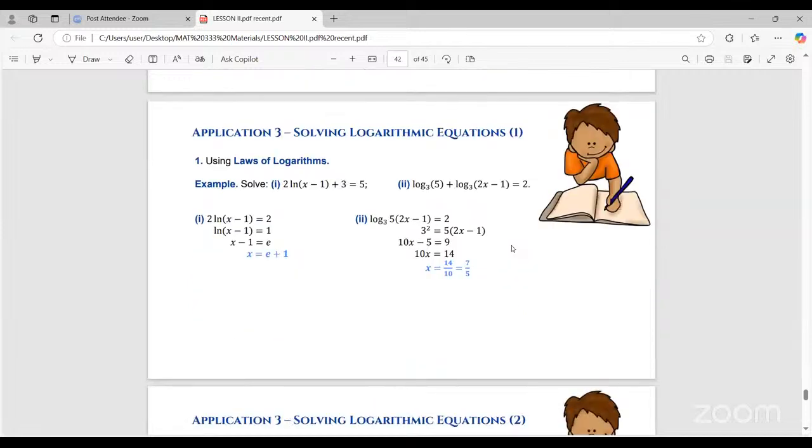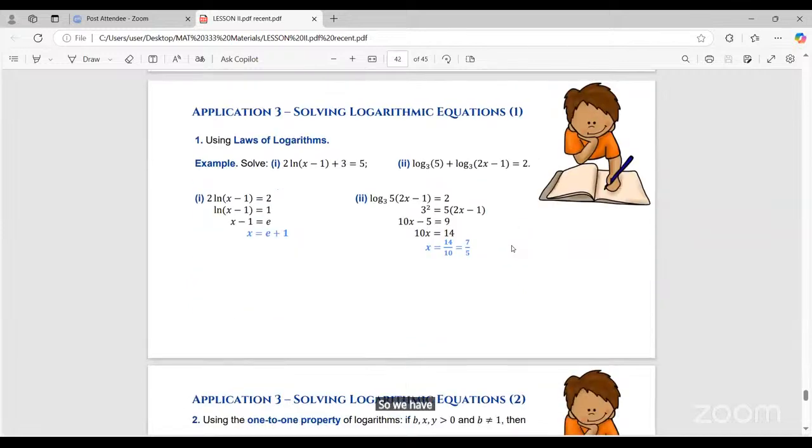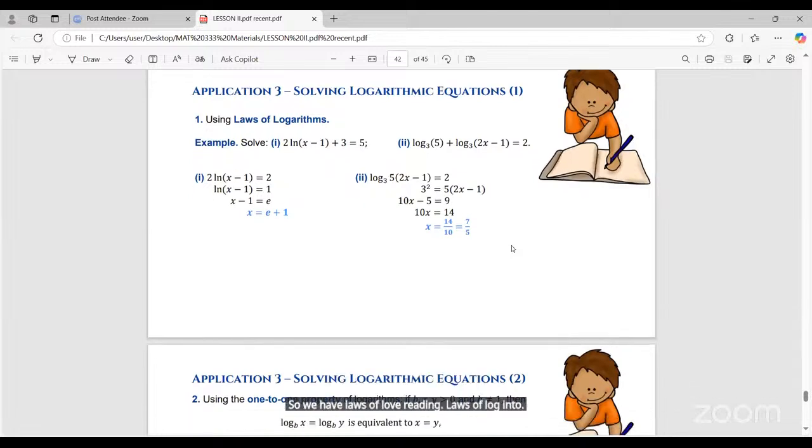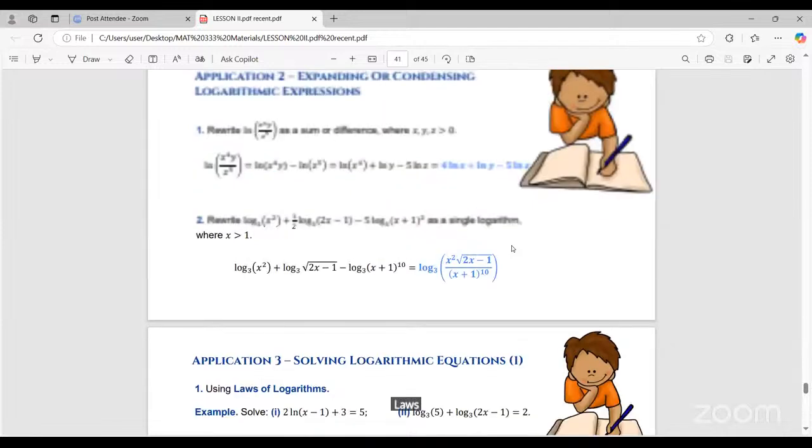So we have this one. Laws of logarithm. The laws we have already stated above.